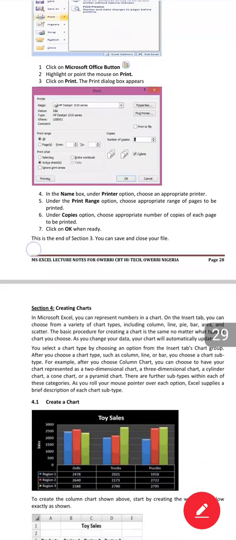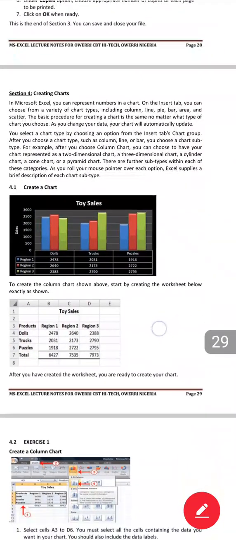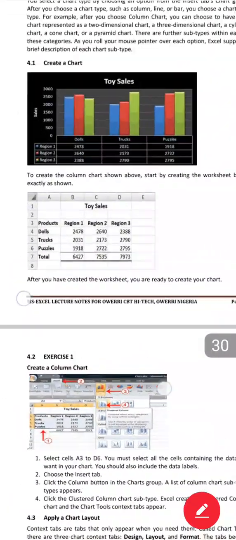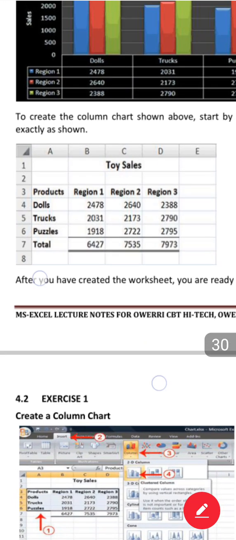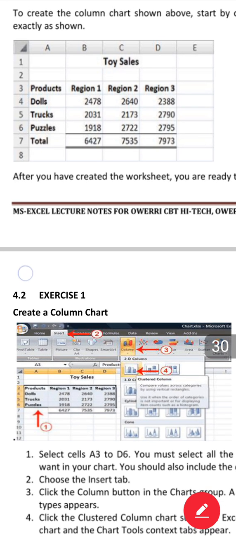Section 4, creating charts. We create charts like these by putting values in cells. For example, you see toy sales in this worksheet. So we drag the mouse and select all these cells and data, and in the Insert option we choose create chart, so our chart is created.